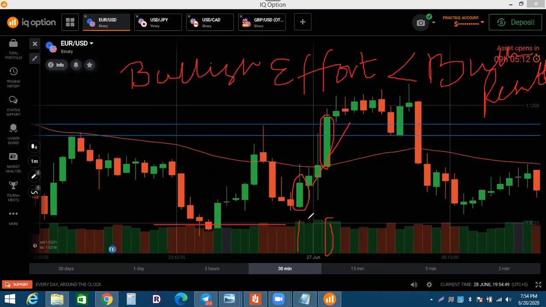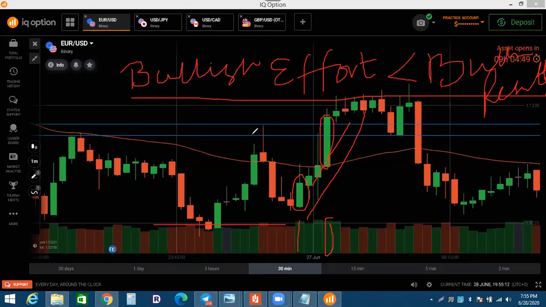So in this trend, we did not find any buying climax end, but we found that the bullish effort is less than the bullish result. That is a sign of reversal. So that is a signal. In the near future, the market will change direction. But that signal does not work immediately. It will work in the near future.